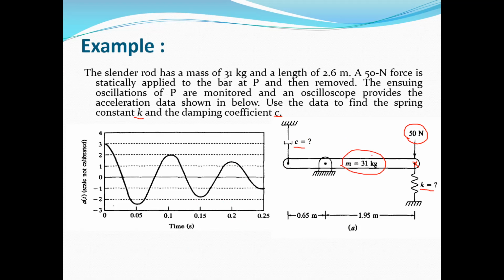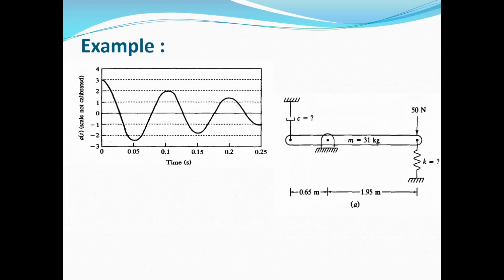Here, the best option is writing the moment equation about this point. If we call it, for example, point O, if you write the moment equation about point O, you can easily extract the governing equation for this system and find the equivalent mass, equivalent stiffness, and equivalent damping coefficient. So for this purpose, we write, as I told you, the moment equation.